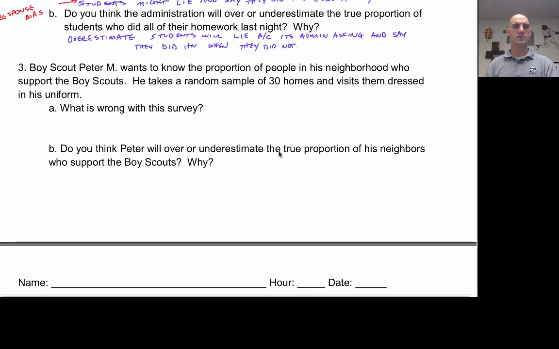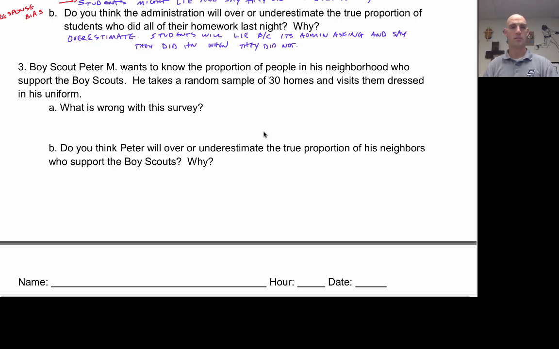Okay, next one. Boy Scout Peter M. wants to know the proportion of people in his neighborhood who support the Boy Scouts. He takes a random sample of 30 homes and visits them dressed in his uniform. I'm going to underline visits them dressed in his uniform. What's wrong with this survey?